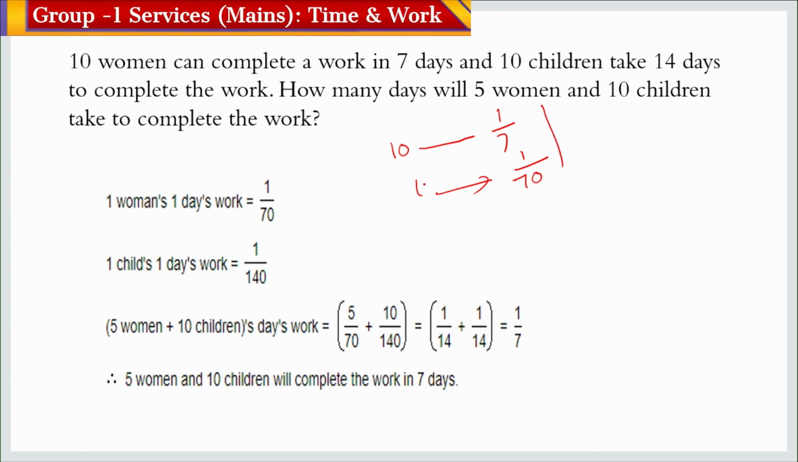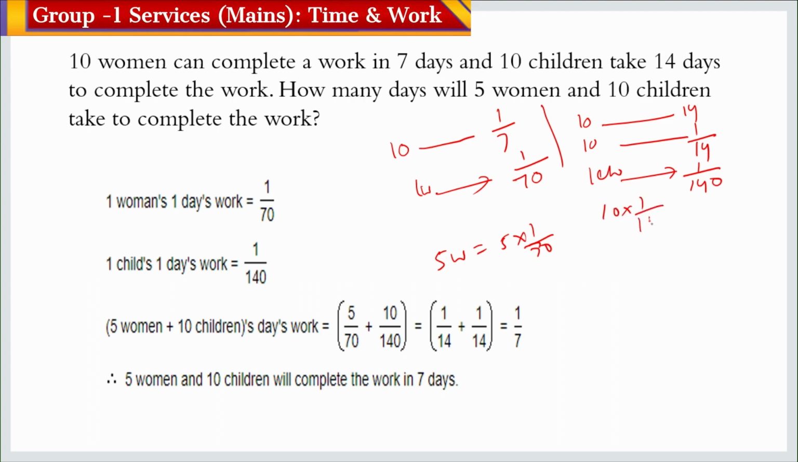Understand? 1 woman it is. Next, 10 children can complete the work in 14 days. Means 10 children's 1 day work is 1 by 14. So, 1 child's 1 day work is 1 by 140. 1 child it is. So, what is 5 women? 5 women means 5 into 1 by 70. 10 children, 10 into 1 by 140.